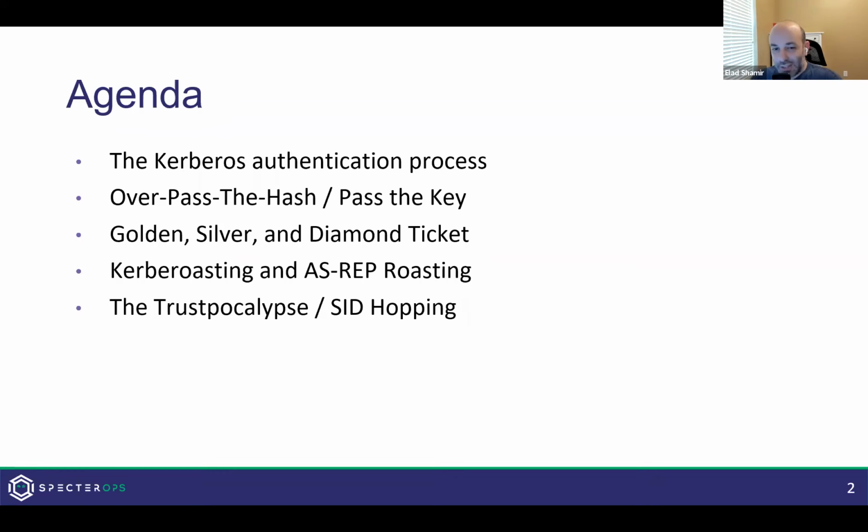I'll try to cover a lot in the next hour. We'll start with the Kerberos authentication process and learn how it works. That should take about 15 minutes. And then we'll continue to the second part of the webinar with Kerberos abuse, covering attacks such as overpass the hash and pass the key, golden, silver, and diamond ticket attacks, Kerberoasting and AS-REP roasting. And we'll finish with SID hopping to escalate privileges from domain compromise to forest compromise.